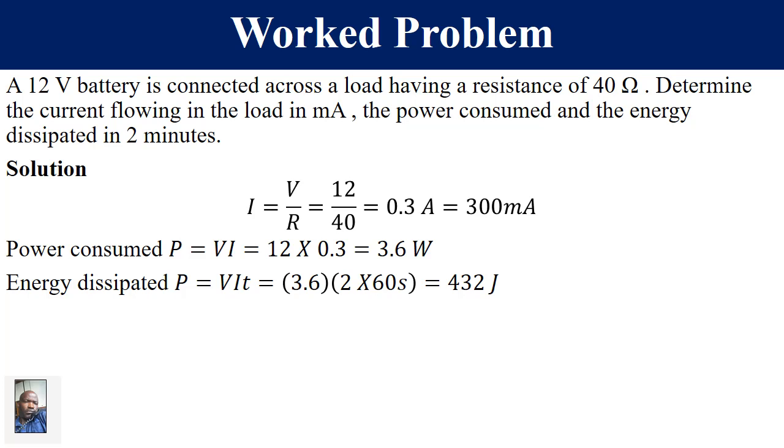From Ohm's law, I is equal to V divided by R. So 12 divided by 40 gives you 0.3 amps, and if we convert this to milliamps, and I emphasize you must be able to do that, it gives you 300 milliamps. Then how do you calculate power?